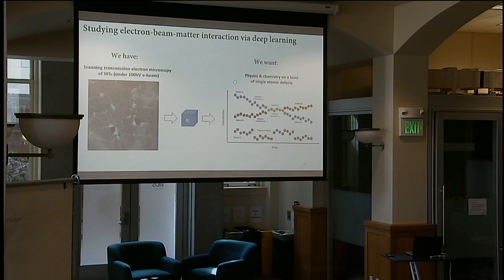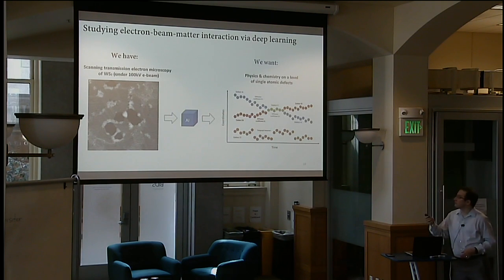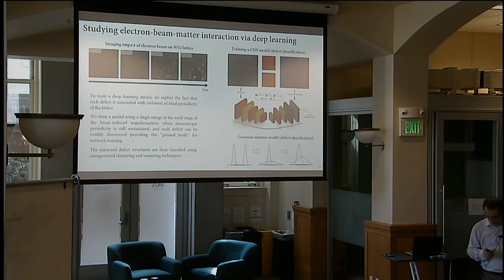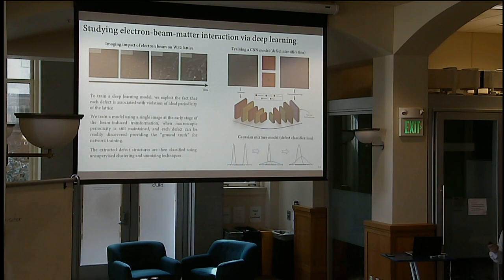What we want to get is something like this, where we see how different types of defects evolve in time. So basically how we get from here to here. So what we did is first we need to find defects, and we don't have any theory about what type of structures we have there. So we cannot just simulate the data and train a model.